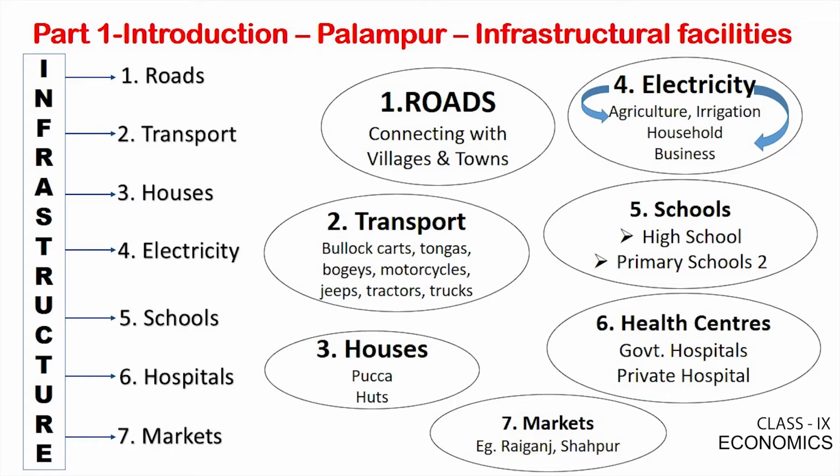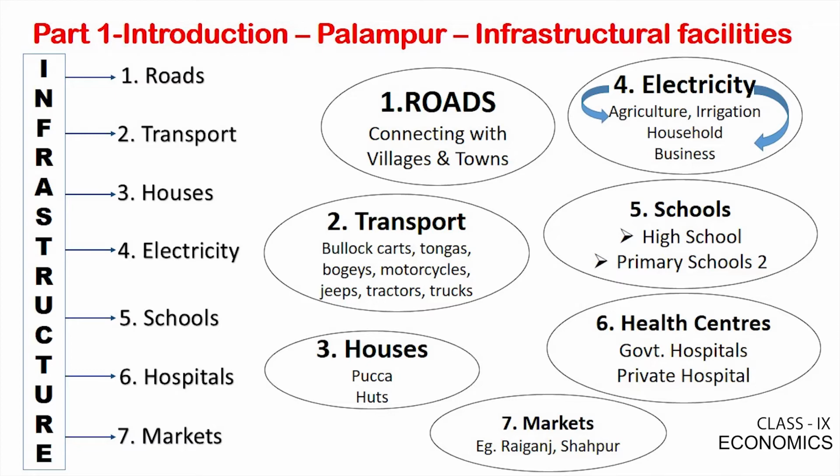Whether the roads are pakka or kacha, undoubtedly well-metalled, all-weather roads connect villages like Raiganj and nearby towns like Shahpur. And on the road, what variety of transport are we seeing? Bullock carts, tongas, bogies, motorcycles, jeeps, tractors and trucks. Another question, what are they carrying? Very interesting. They are carrying sugar cane, the main production, as well as jaggery. That shows they are connected with the markets also.